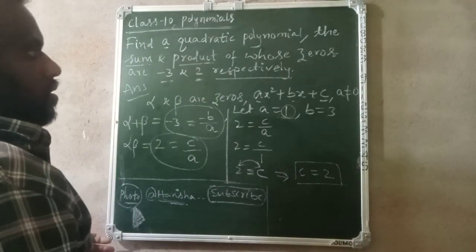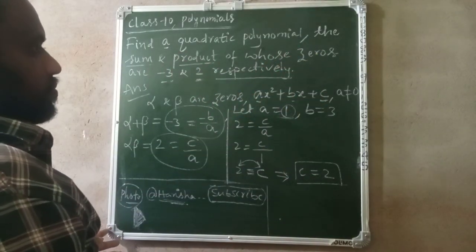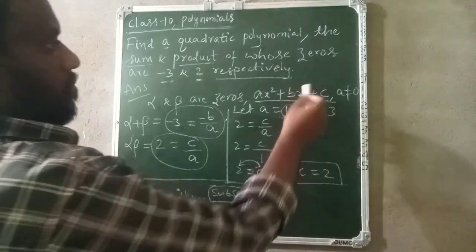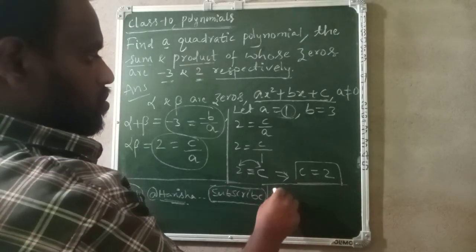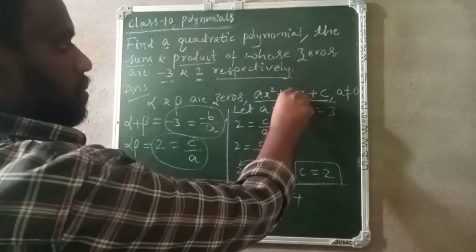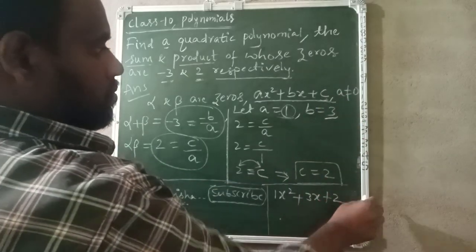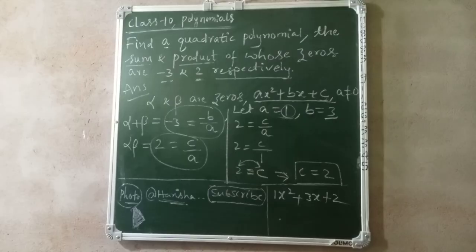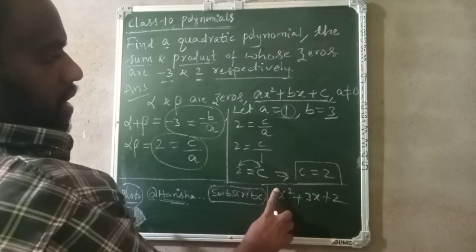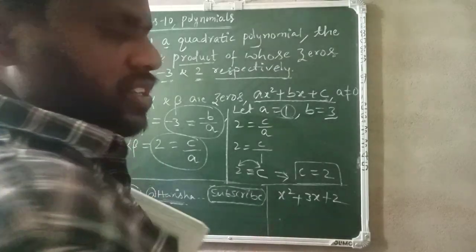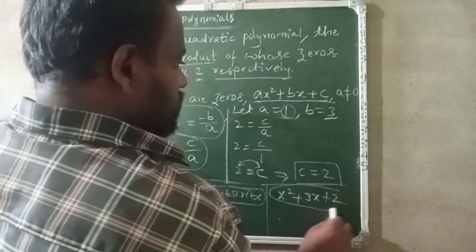Now, the question is find a quadratic polynomial. This is the general form. Now substitute the a, b, c values here. In place of a, I will put 1, so 1x square plus, in place of b, I will put 3, so 3x plus, in place of c, I will put 2. Here 1 is there, we can remove it, no problem. If you remove it also, it is understood that 1 is there. Now this is the answer.